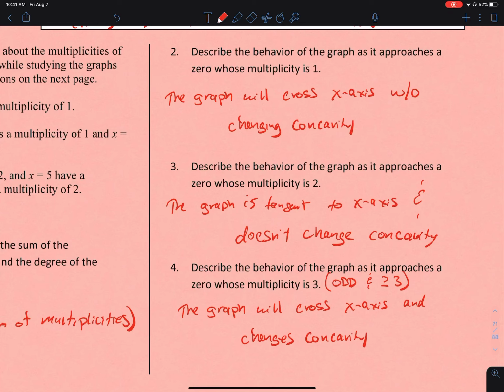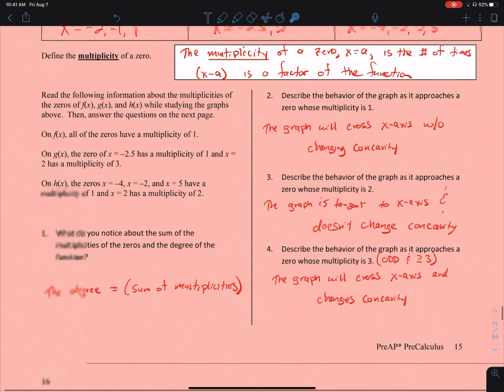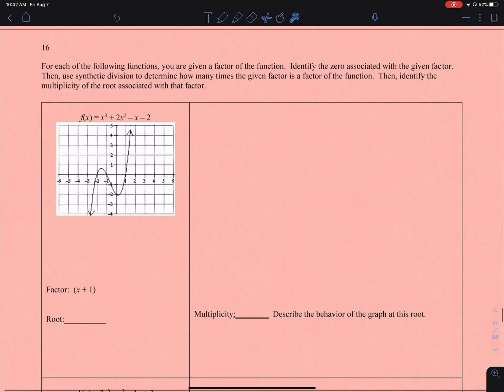It's only changing concavity if it's an odd multiplicity of 3 or more. If it's 1 or 2, it doesn't change concavity. If it's any odd number, it's going to cross the x-axis. If it's an even multiplicity, it will be tangent to the x-axis. This is really, really powerful stuff. So these problems here, we're just going to basically drive home what we already know, just to show you how this works.